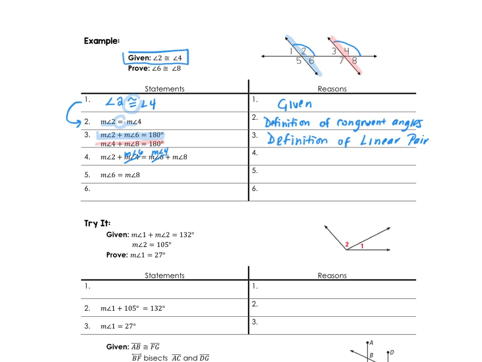Okay, so line 3 becomes line 4 because of the substitution property. You see how both of these are equal to 180? Well, if both sums are equal to 180, then it makes sense that the measure of angle 2 plus the measure of angle 6 is equal to the measure of angle 4 plus the measure of angle 8. So that is by substitution.